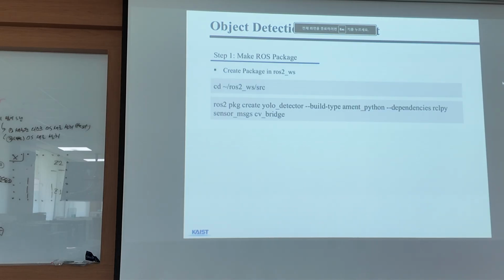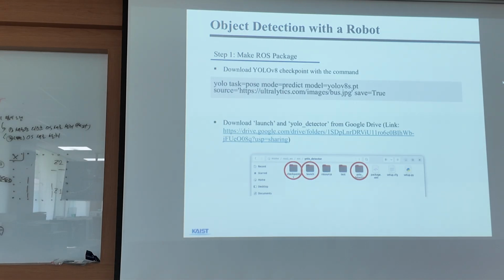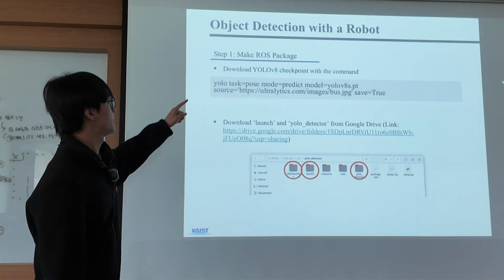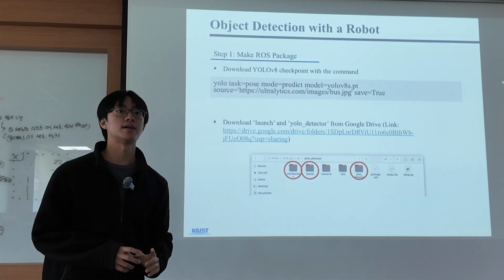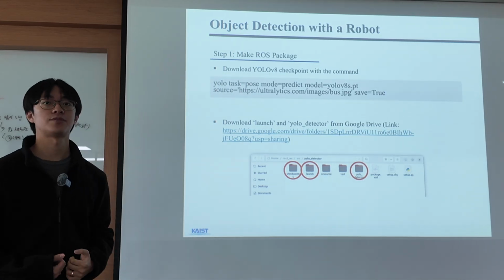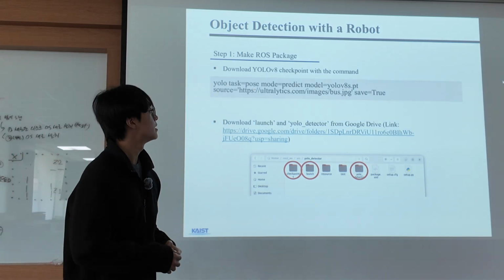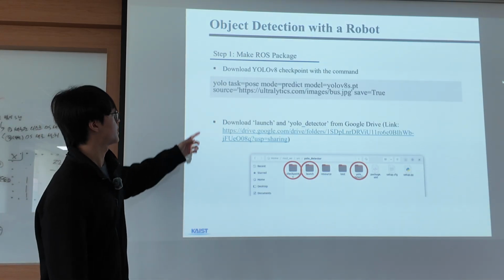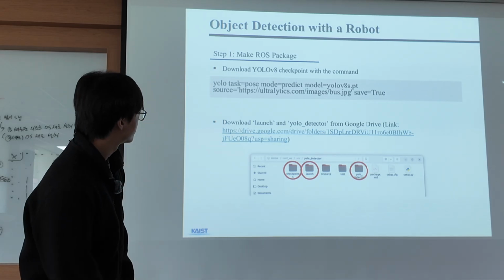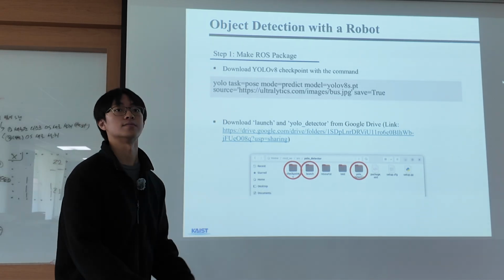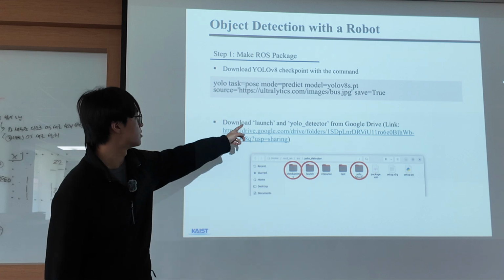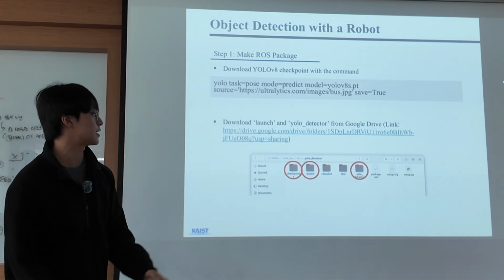First, create the package in ROS2 workspace using those commands. You should also download the YOLO V8 checkpoint. If you type this command in the terminal, you will download the pre-trained YOLO V8 model into that directory. So after making the package directory, go to that directory and then type this command. Also, there is a Google Drive I uploaded, which you can check in the lecture note. You can see the launch and YOLO detector directories; download them and put them on the robot.